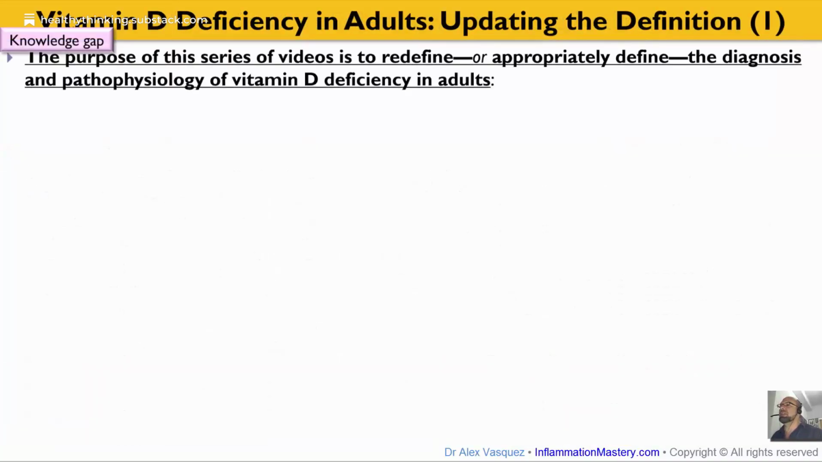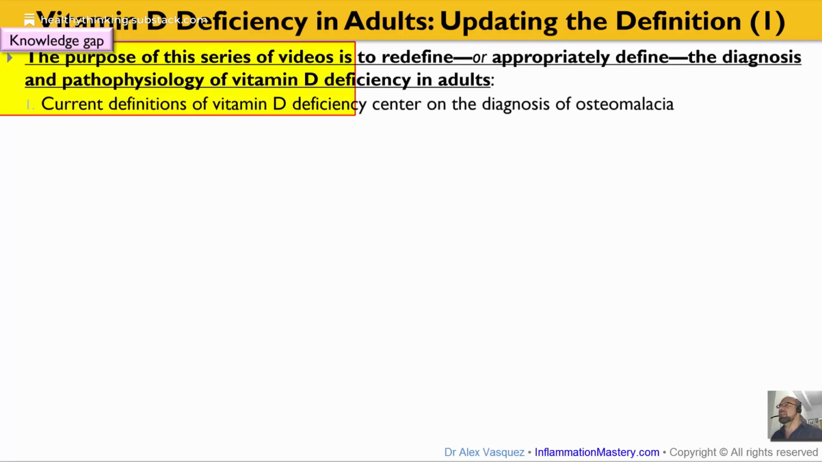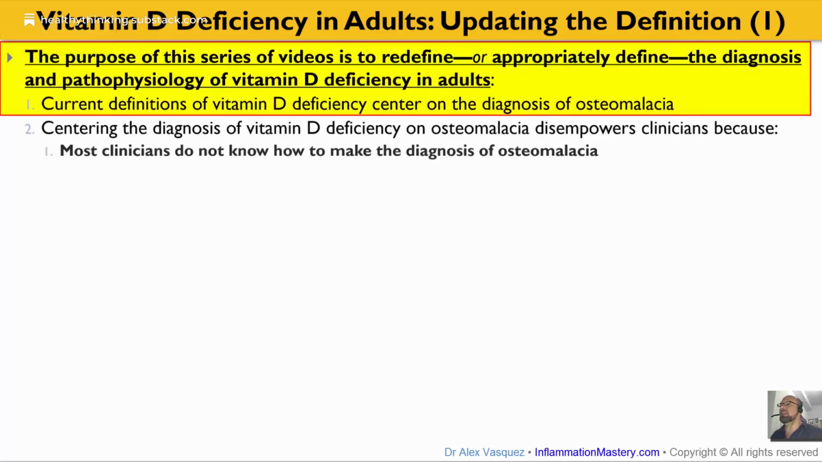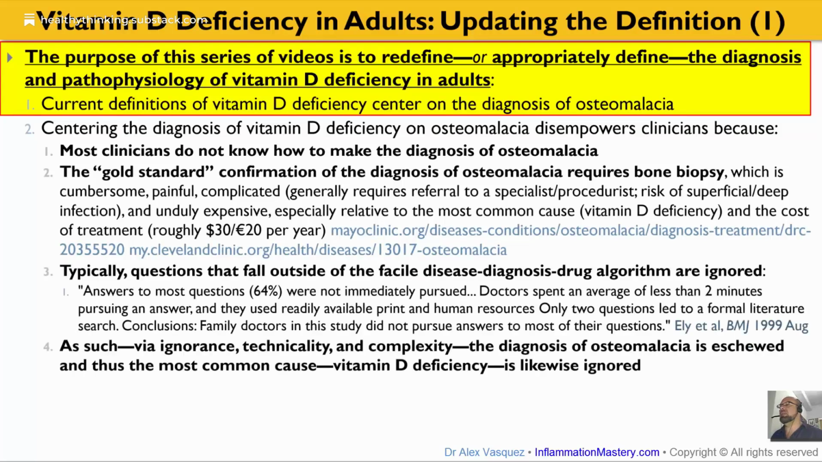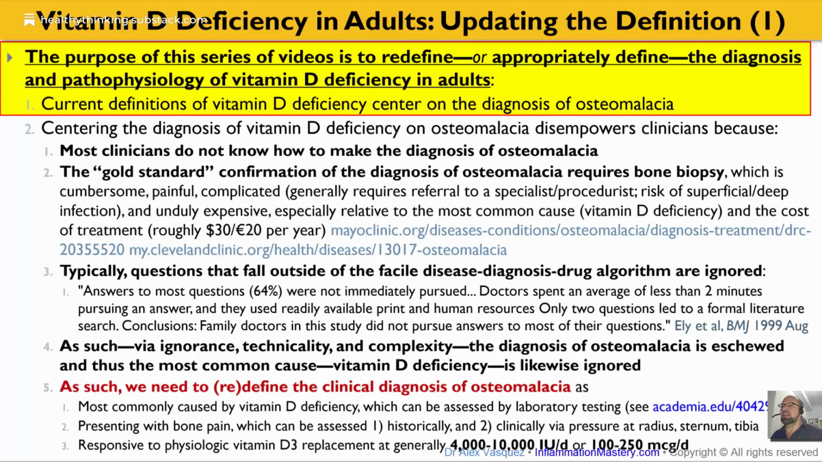So again, the purpose of this series of videos is to redefine or appropriately define the diagnosis and pathophysiology of vitamin D deficiency in adults. We need to be looking way beyond the kind of simplistic and outdated perception that vitamin D deficiency in adults only presents as disorders of bone and calcium metabolism presenting as osteomalacia.